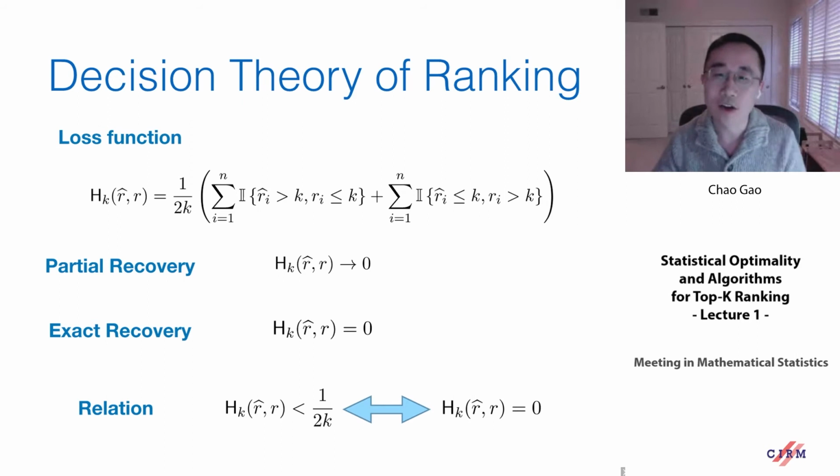The loss function is 0 if and only if the loss is below the threshold 1 over 2k. This is a simple consequence of the definition of the loss. The loss is defined as 1 over 2k times a sum of indicator functions. Because of that, the loss function can only take values on a grid. It can take 0. The next value it can take is 1 over 2k. The next one is 2 over 2k, 3 over 2k, 4 over 2k, and so on. So as long as the loss is below 1 over 2k, the only value it can take is 0. That's why you have the equivalence.